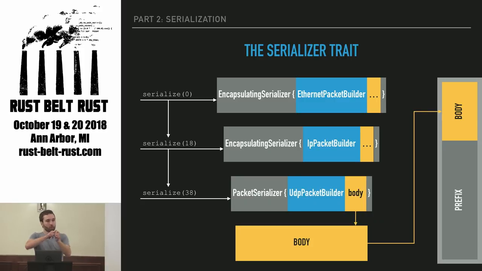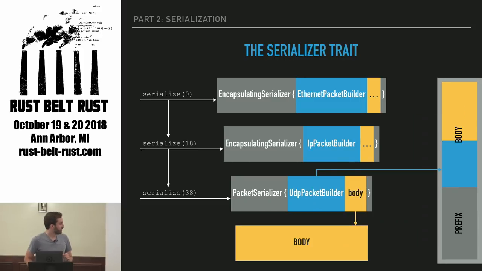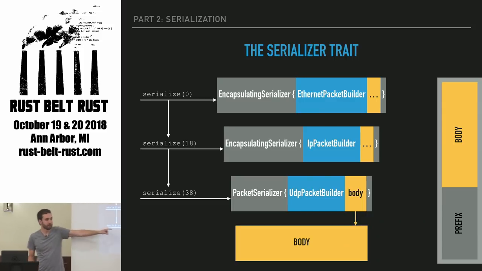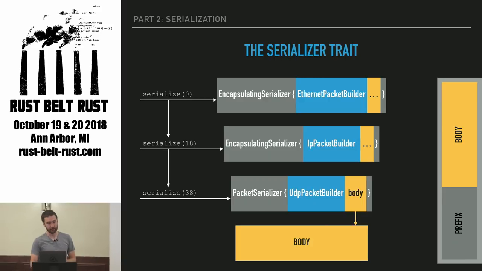And now we can start rewinding back out, unwinding out the stack. So first we go to the UDP packet builder and we say, hey, you know how to serialize a header. Can you serialize yourself into this buffer, please? And it does. And it expands the body so that now the body contains both the UDP packet body and the UDP packet header. It's an entire UDP packet. And now we're done. This call to serialize has satisfied its constraint. It was asked to give a buffer which contains the entire UDP packet and 38 bytes of prefix. Well, we have that, so we can return it.